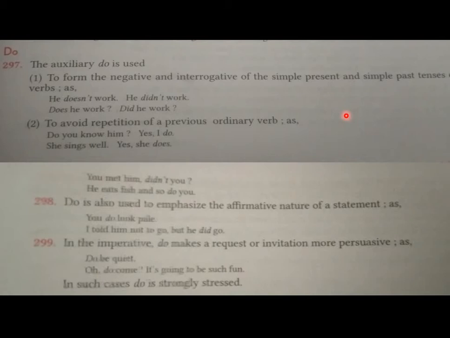The second use is to avoid repetition of a previous ordinary verb. So to avoid the repetition of the normal verb, we use do. Do you know him? Yes, I do. She sings well. Yes, she does. So does is another form of do. We have more examples. You met him, didn't you? Something like that. He eats fish and so do you.